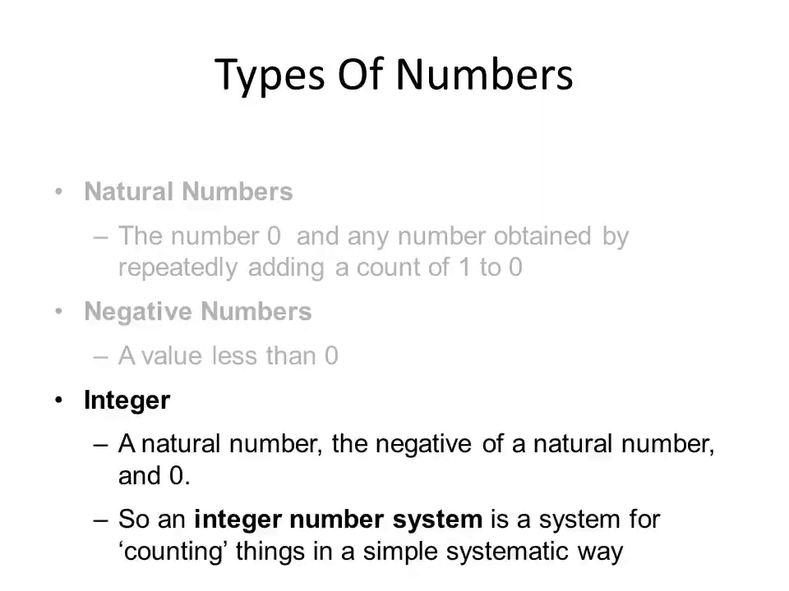Integers are the negative numbers, positive numbers, and 0. That means all the natural numbers, the negatives of natural numbers, and 0. So an integer is a system for counting things in a simple systematic way. You can count negative and positive both. If you place it on a number line, then integers represent the various points on the number line.